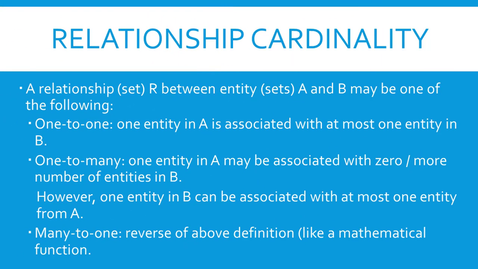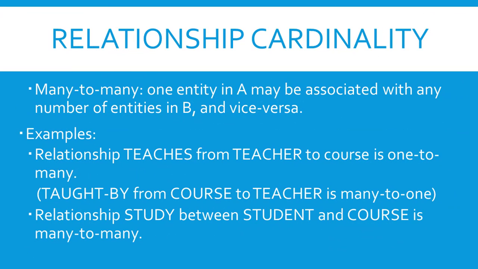If you consider a relation named R between two entity sets A and B, then what are the possible cardinalities that we can indicate? The answer is, first, 1 to 1. One entity in A is associated with at most one entity in B. Second, one to many. In this, one entity in A may be associated with zero or more entities in B. Third, many to one. It is the reverse of the above definition. The last one will be many to many. One entity in A may be associated with any number of entities in B and vice versa.